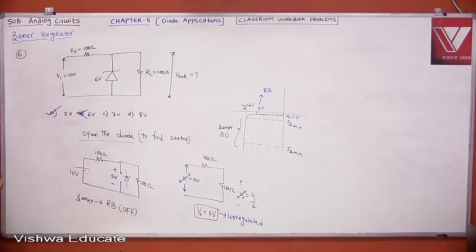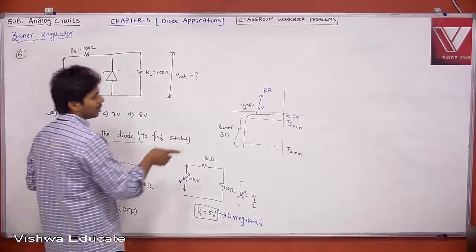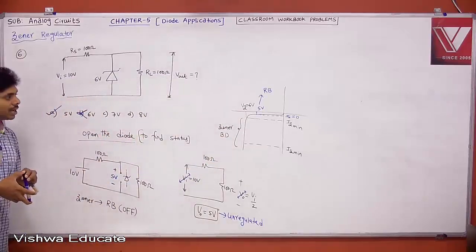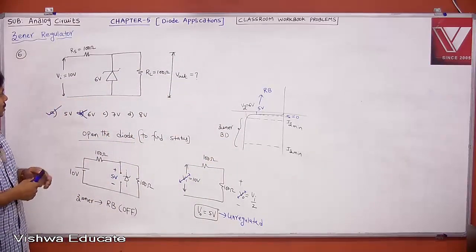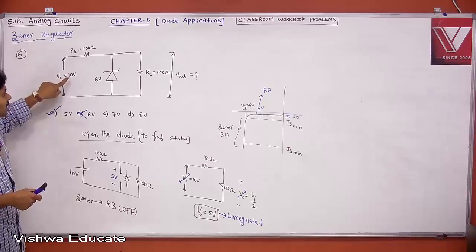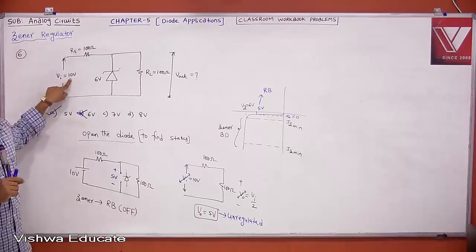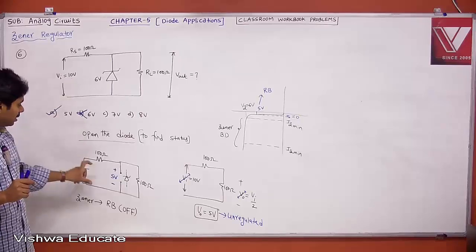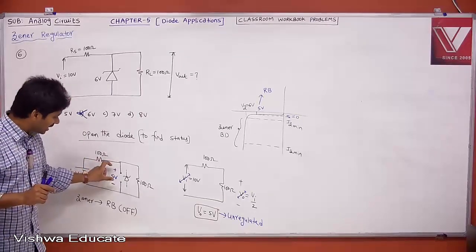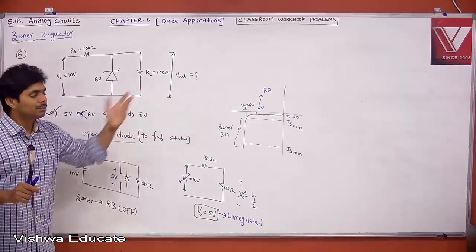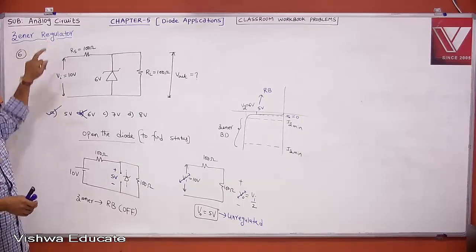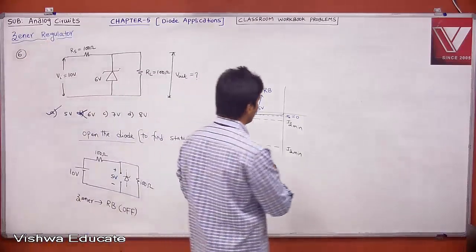Therefore, tell me, we are here. If you want to enter into breakdown, what to do? You need to apply the input voltage at least 12 volt. When you apply your VI at least 12 volt, then in the open circuit case, you will see 6 volt, then it will enter into breakdown. If VI is greater than or equal to 12 volt, that is the observation.